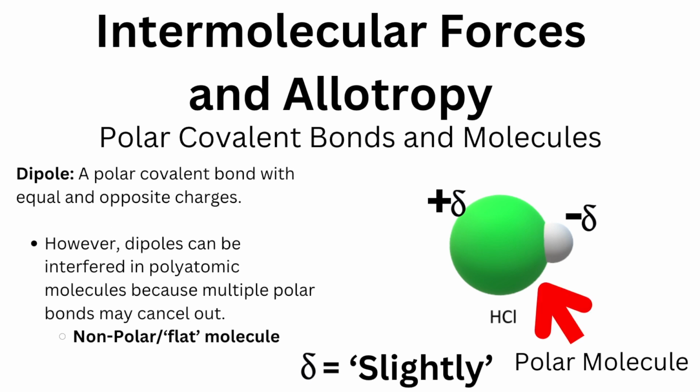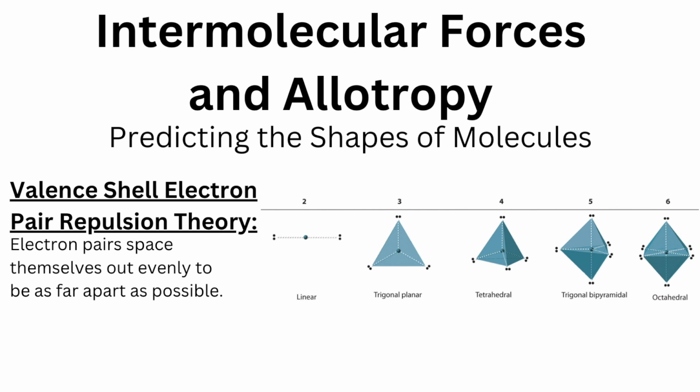Polar covalent bonds are those which have charges of opposite polarity within the molecule, and dipole is when these opposite charges are equal. Polar molecules have this. However, in polyatomic molecules, polar covalent bonds don't always form a dipole because the charges can be cancelled out by one another. This is called a non-polar or flat molecule. Predicting the shapes of molecules.